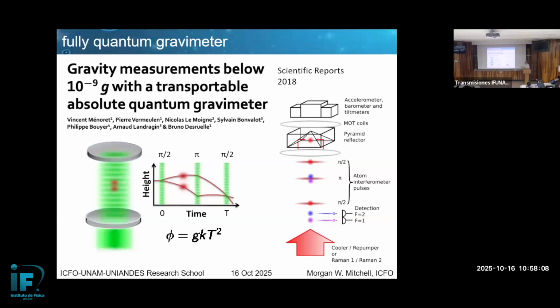Okay, here's a representation of that. Time on this axis, height on this axis. The first pulse splits them, the second pulse reverses them, the third pulse recombines them. And it turns out that the phase that you acquire in this is exactly the same as it was in the dropping corner cube experiment. Okay. So why is this better? Why does this do better than the dropping corner cube? Does anyone have a guess?